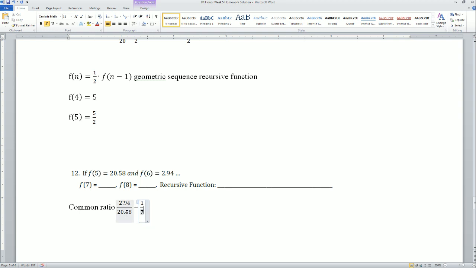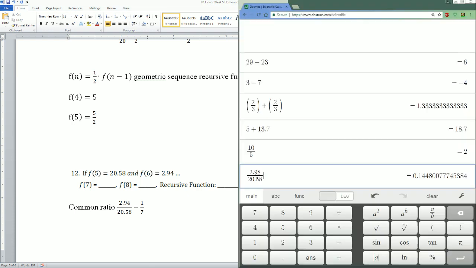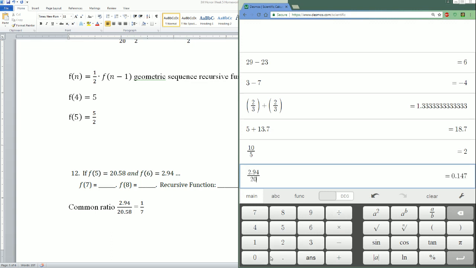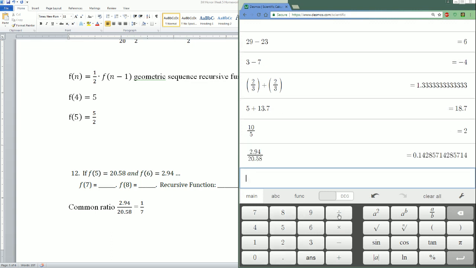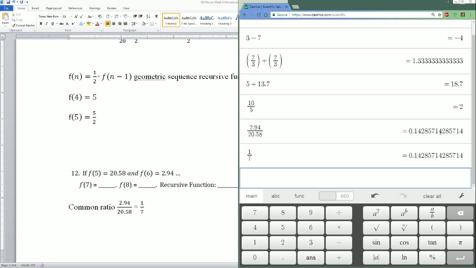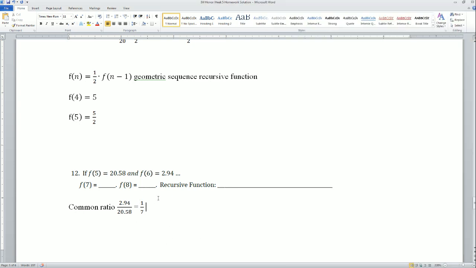2.94 divided by 20.58. Yep. Here, let me just show you. That should also be what 1 divided by 7 is, right? Perfect. Do you see? That equals that decimal. 1 over 7 is also that decimal. Perfect. Common ratio is 1 over 7. Okay? Again.